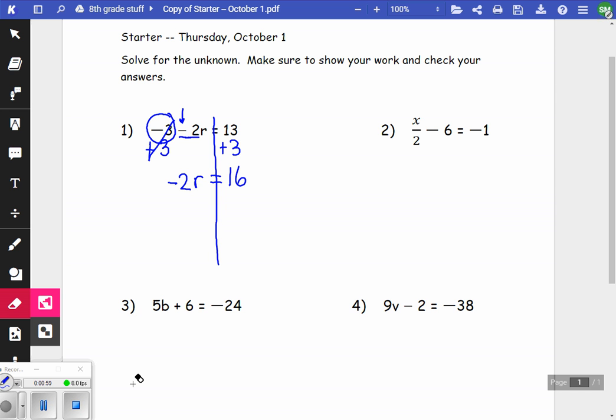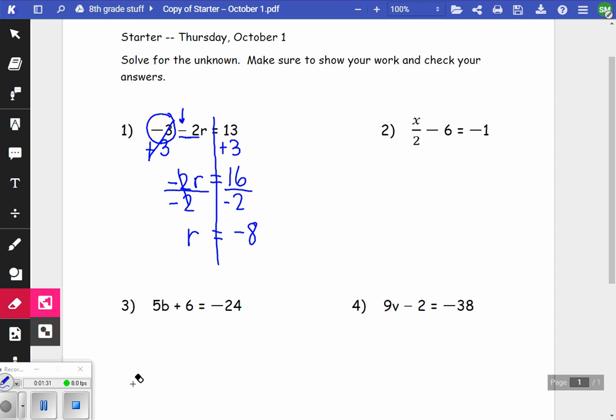Now I have my coefficient to deal with. This is being multiplied by r, so to undo that I need to divide. And I'm not going to lose that negative. I'm going to divide by -2 on both sides. -2 divided by -2 is 1, so that gives me 1 times r, which is just r. 16 divided by -2. I have 1 negative in the problem. That means I'm going to have a negative answer, and 16 divided by 2 is 8.